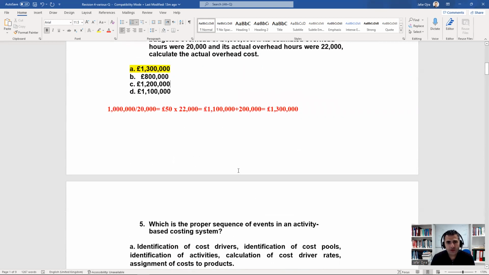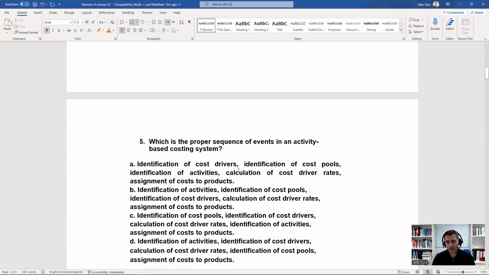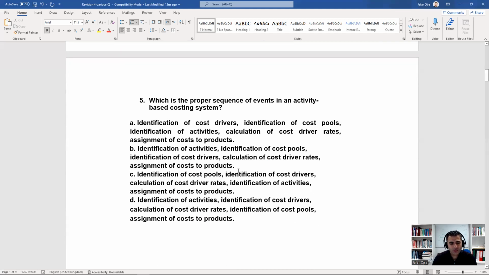Question number 5. Now, in terms of question number 5 here, which is the proper sequence of events in ABC? I mean, when it comes to ABC, the ABC process identifies activities, cost pools, cost drivers, and then calculates cost driver rates before assigning product cost. In this case, if we talk about the proper sequence of events of ABC, we talk about mainly B, isn't it? We talk about mainly B.